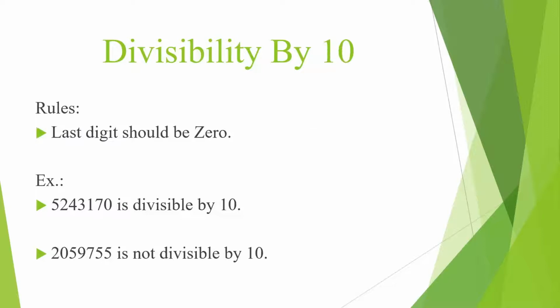Next, we are going to see the divisibility rule by 10. For this, we have to consider the last digit. If the last digit is 0, then it is divisible by 10. This is quite easy, straightforward. Let us consider the number 52,43,170. As the last digit is 0, it is divisible by 10.